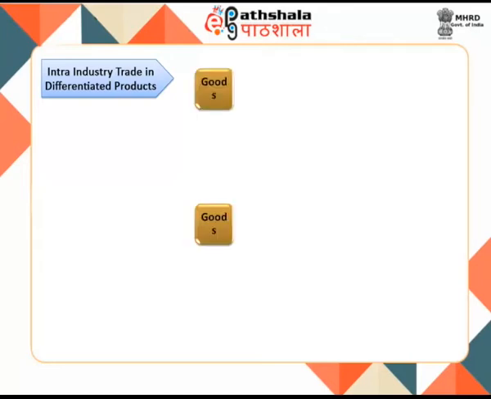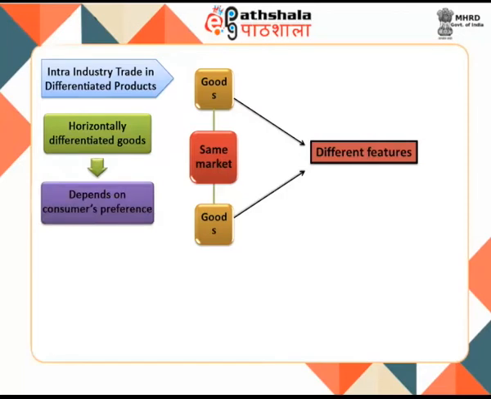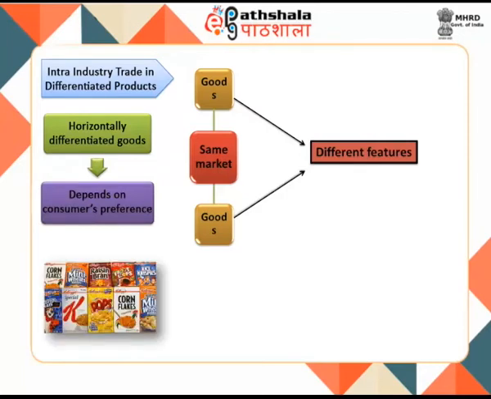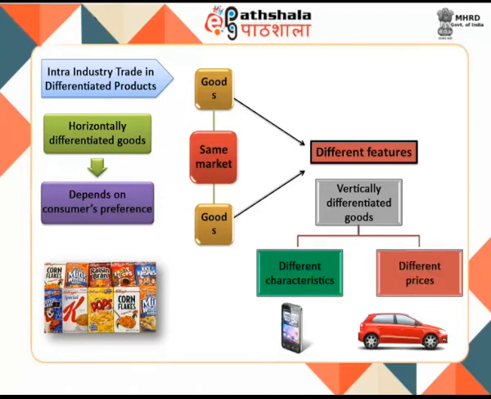Differentiated goods are the goods competing in the same market or industry that appear different from one another on the basis of their features. The differentiated products are of two types. One, horizontally differentiated goods. These goods are different, but at the same price the consumers will prefer to buy others depending on their preferences. For example, breakfast cereals available in different flavors. Two, vertically differentiated goods, the goods that have very different characteristics and also different prices. For example, mobile phones and automobile sector.